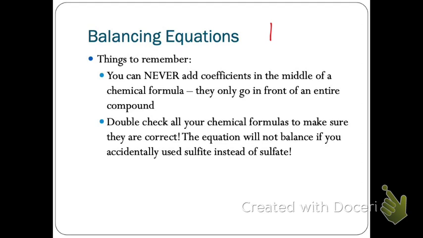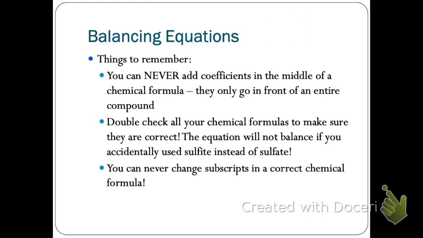So in that one, for example, if I needed 2 Cl's but not 2 H's, I can't go like this. Right? That doesn't make sense. You don't put a coefficient in the middle of any term, right? We put it at the very beginning. Okay? Double check your chemical formulas to make sure they're correct. We can never change subscripts in a correct chemical formula.